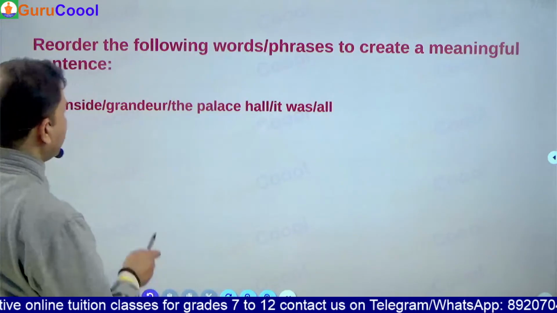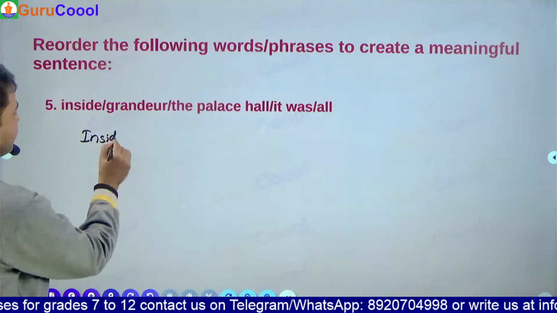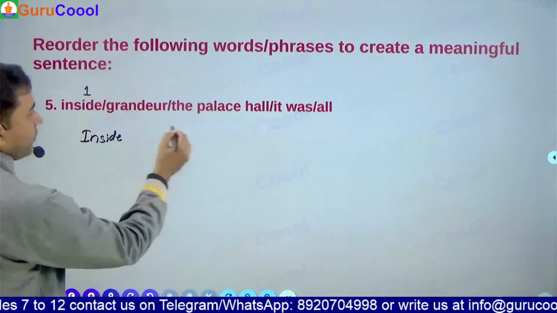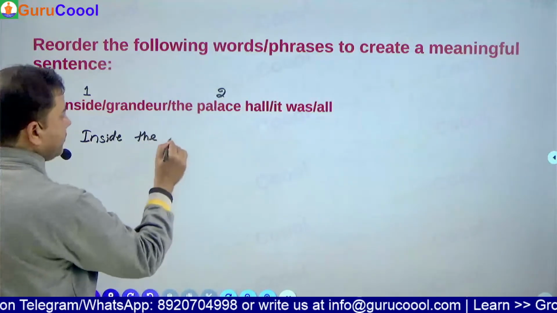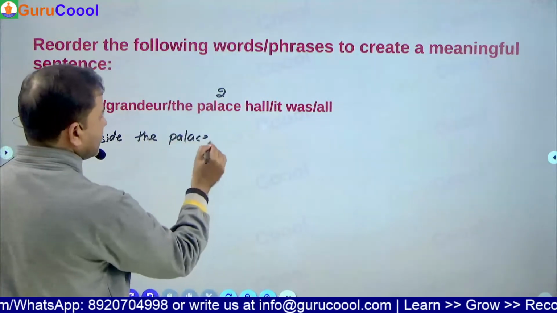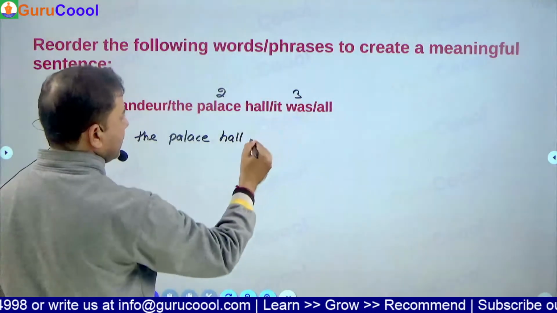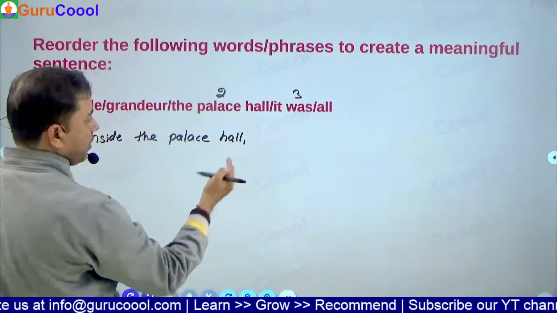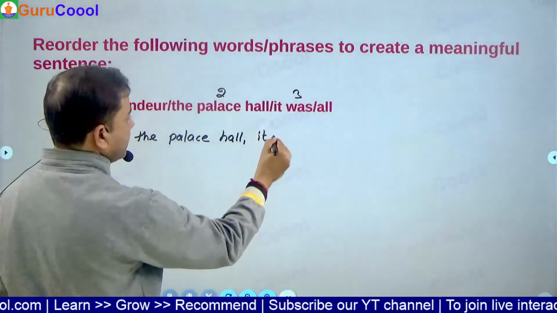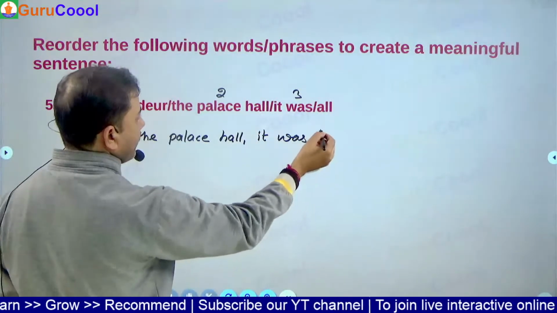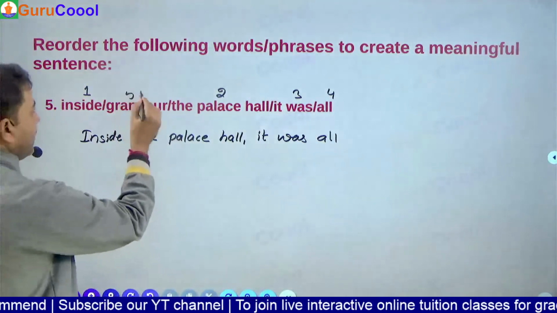Yeah, that's right. You can write inside number 1, the palace hall at number 2, it was, but don't forget to put a comma if you are writing this way. Inside the palace hall, it was number 4, all, and number 5, grandeur.